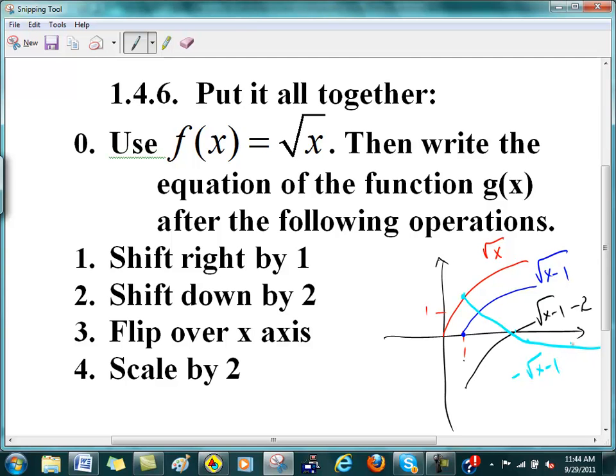What happens to the negative 2? That becomes plus 2, doesn't it? Remember, this is a function. Isn't this square root of x minus 1 minus 2? Then remember, if you want to flip it over the x-axis, you stick a negative sign in front of the entire function. Negative f(x). Is everybody with me on that? If you stick a negative sign in front of this whole thing, make sure you use your brackets there, which would give you negative square root of x minus 1, and then it would be plus 2. Is everybody with me on this? Okay? And then scale by 2.